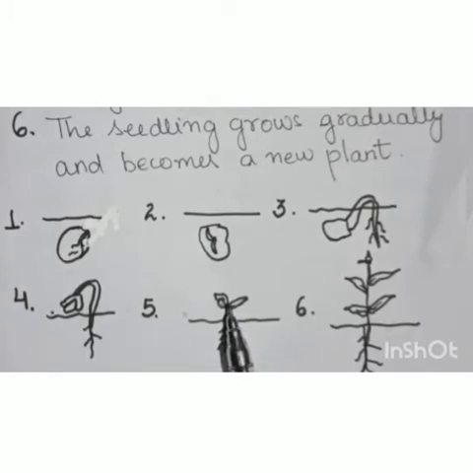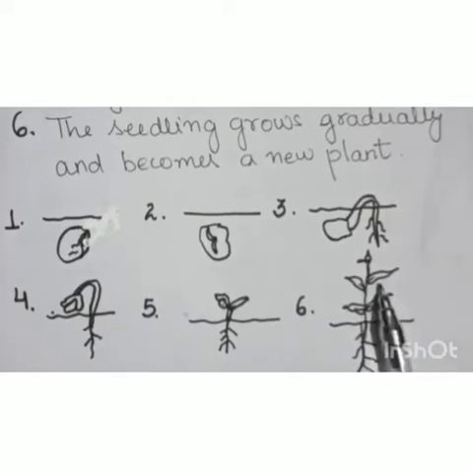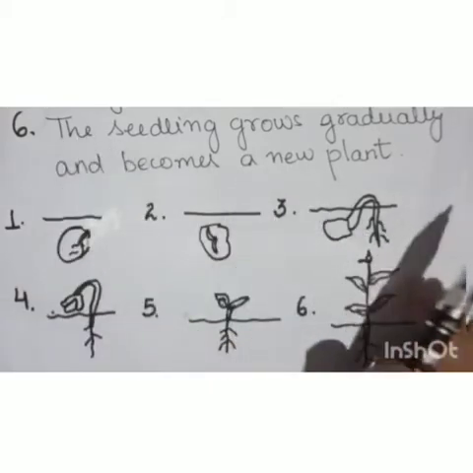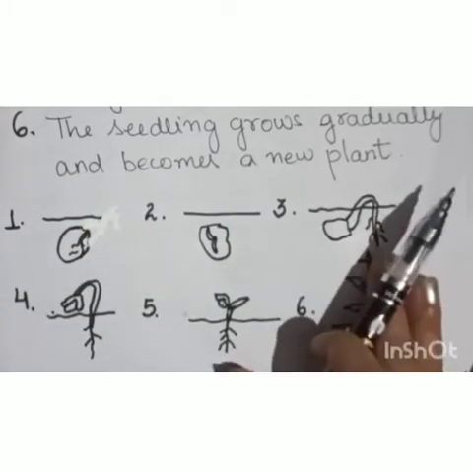Here you can see. And it develops green leaves, which synthesize their own food in the presence of sunlight. And the process is photosynthesis. Then here you can see the seedling grows gradually and becomes a new plant. So all these are the stages of germination.